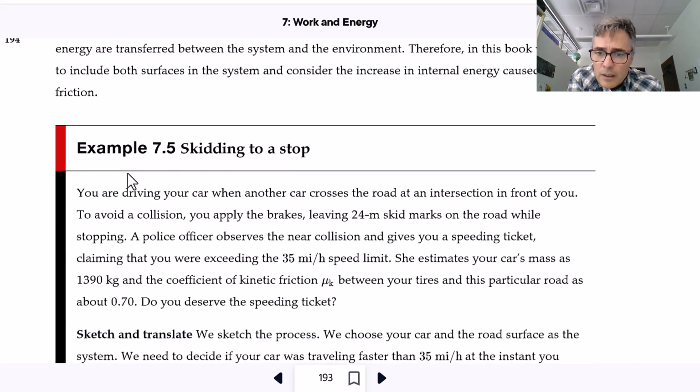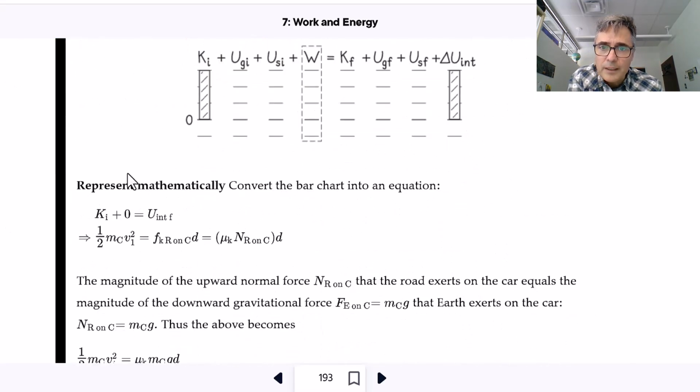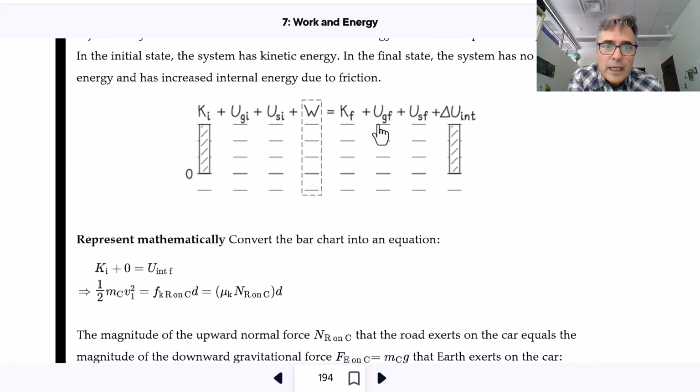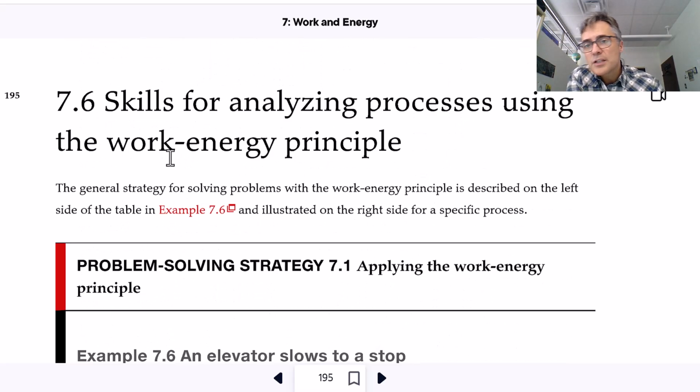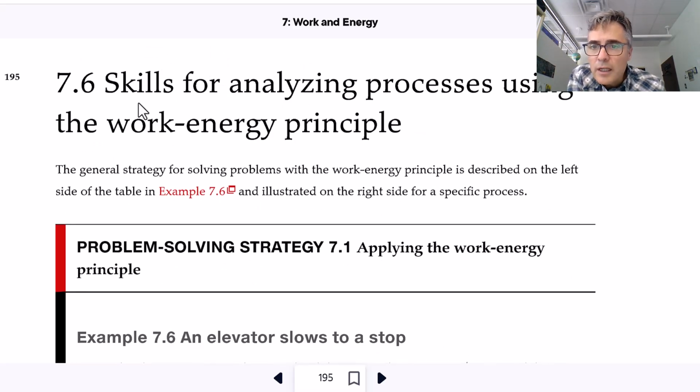So there are a lot of examples where, if you set up your work energy equation, the initial energy is on the left, so before you do the dragging or something like that, and on the right hand side is the final. In the final, there's going to be some positive heat energy left over by the friction, and that's called delta U internal. INT stands for internal. And the last section is just a bunch of examples. It's called skills for analyzing processes using the work energy principle.